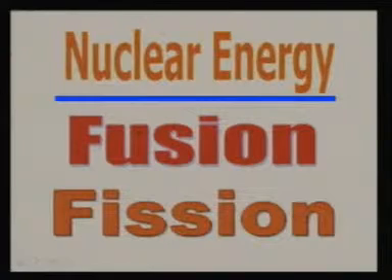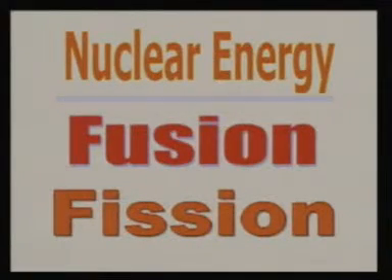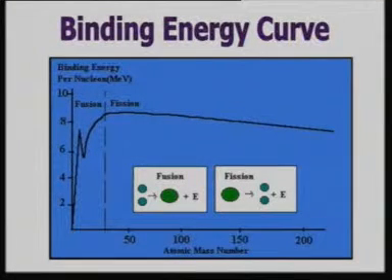And as you know from elementary classes, nuclear energy can be of 2 types. It can be fusion, it can be fission. And all this is decided by the binding energy. You must be familiar with this binding energy curve. On the left side, we have on the y-axis the binding energy per nucleon, and it is increasing.